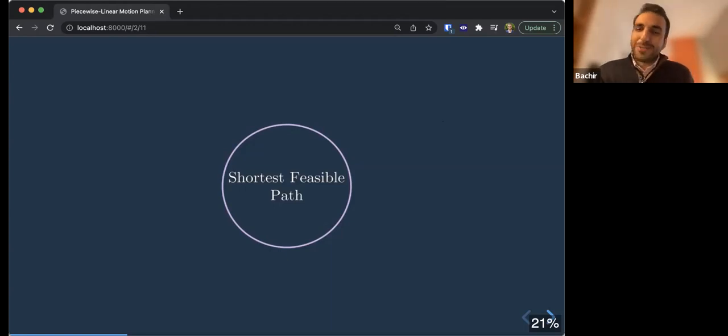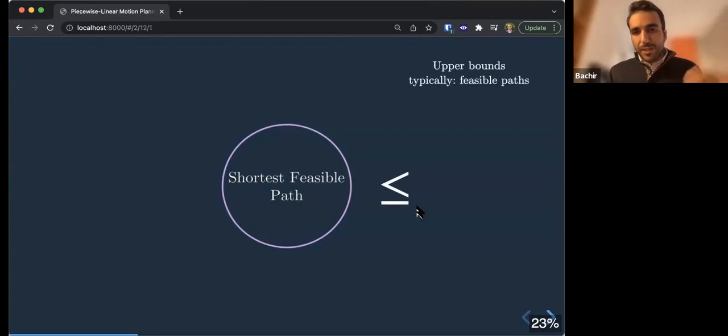So going back to the problem of interest, the motion planning problem. How do we actually compute the length of the shortest feasible path? I would say there are three main families of algorithms for doing exactly that. The first family gives you upper bounds on the length of the shortest feasible path. The way they do that typically is by providing a feasible path. Whenever you can compute a feasible path to a motion planning problem, you can compute the length of this path, and that gives you an upper bound.